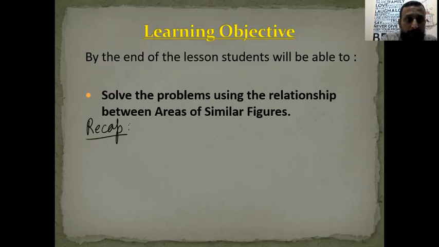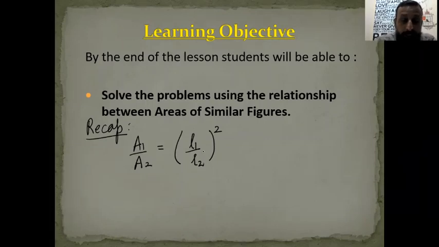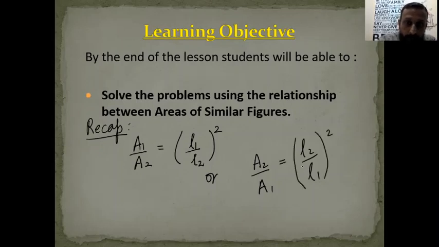We have learned that the ratio of areas A1 upon A2 equals the square of the ratio of their corresponding lengths. The ratio of areas of the two similar figures equals the square of the ratio of their corresponding lengths. Or you may also write this as A2 upon A1 equals L2 upon L1 whole square. Both ways are absolutely okay.